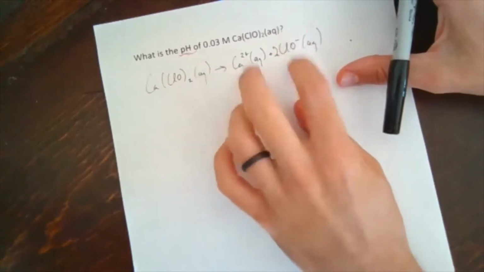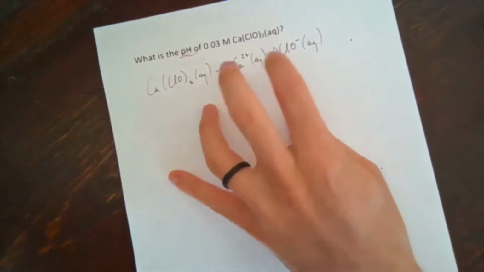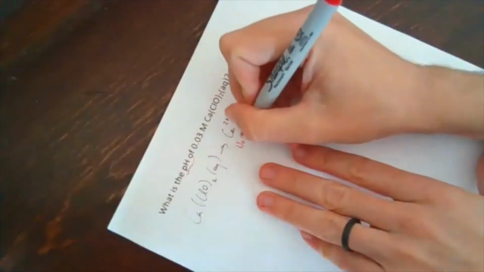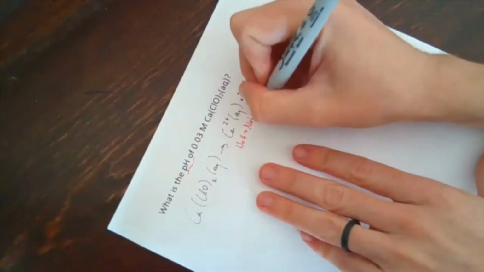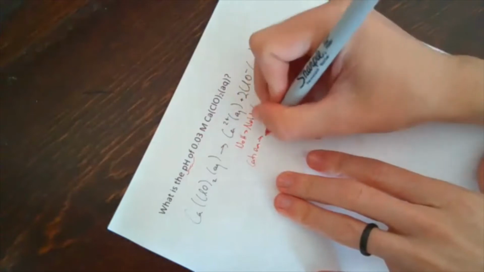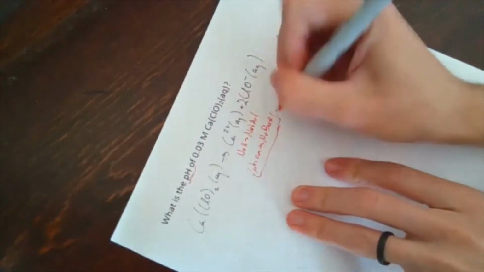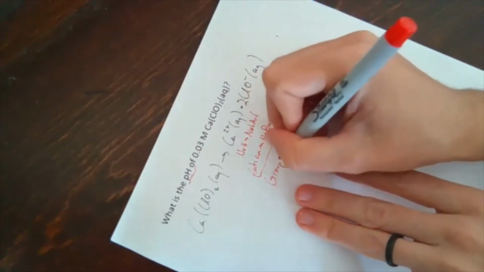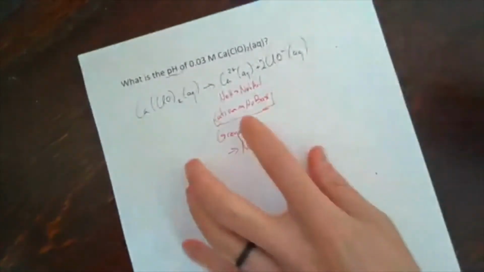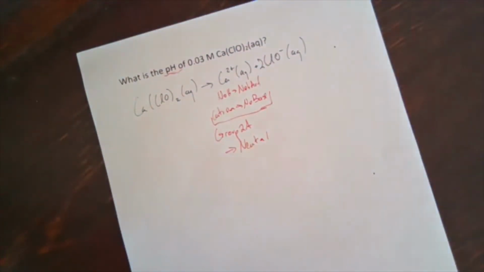The question is, are these things acids or bases? Starting with the calcium, we can see it has no H, so it's not an acid. And it's a cation, so that would mean not a base. We can also always know that group 2A ions are neutral. This is group 2A, so it's going to be neutral.